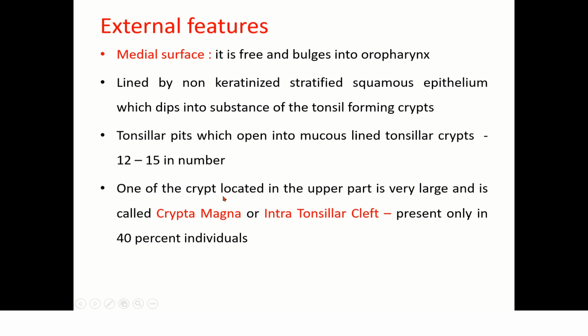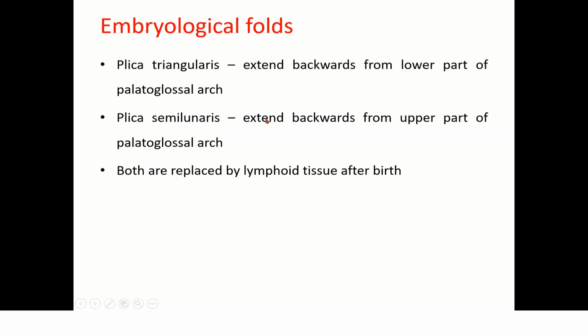One of the crypts is located in the upper part, and it is very large and is called crypta magna or intertonsillar cleft. This is the remnant of the second pharyngeal pouch from which the palatine tonsil develops. It is present only in 40% of individuals.